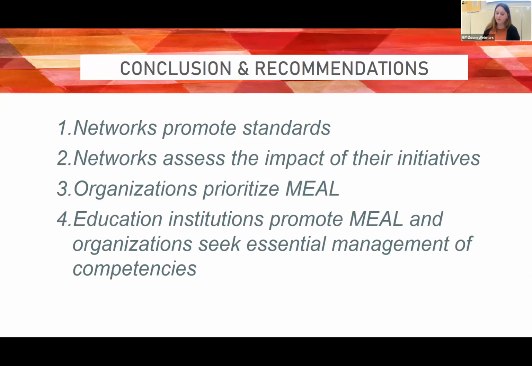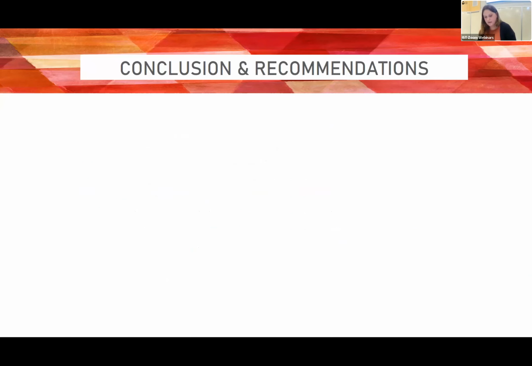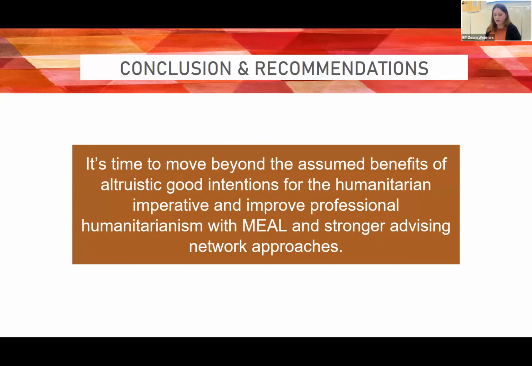Organizational prioritization of MEAL is essential to improve performance, but it will need agreed sector-wide targets to ensure that organizations are accountable. The CHS, ALNAP, and SPHERE offer a trifecta of significant guiding resources to improve quality in humanitarian action, yet have work to do internally to strengthen their impact and membership structures. It is time to move beyond the assumed benefits of altruistic good intentions and the humanitarian imperative, and to improve professional humanitarianism with MEAL and stronger advising network standards.